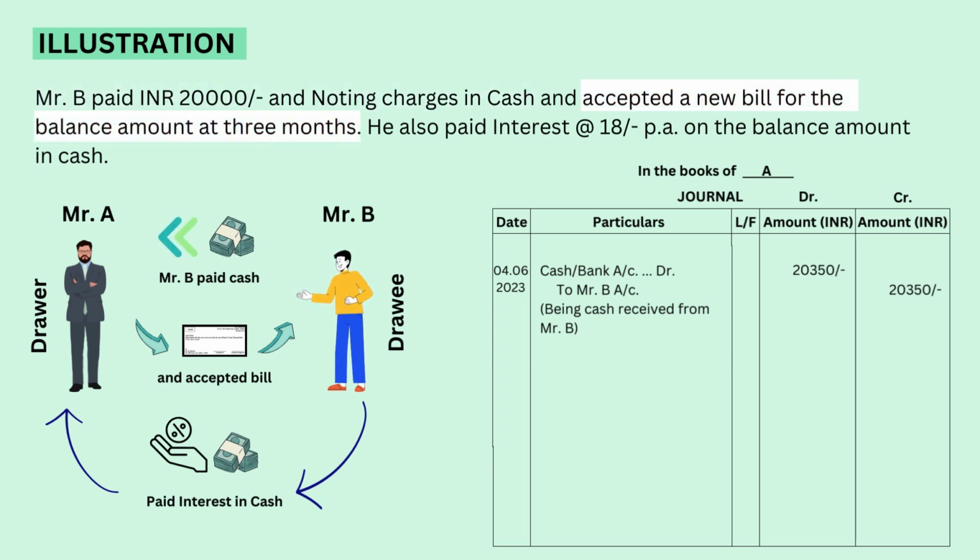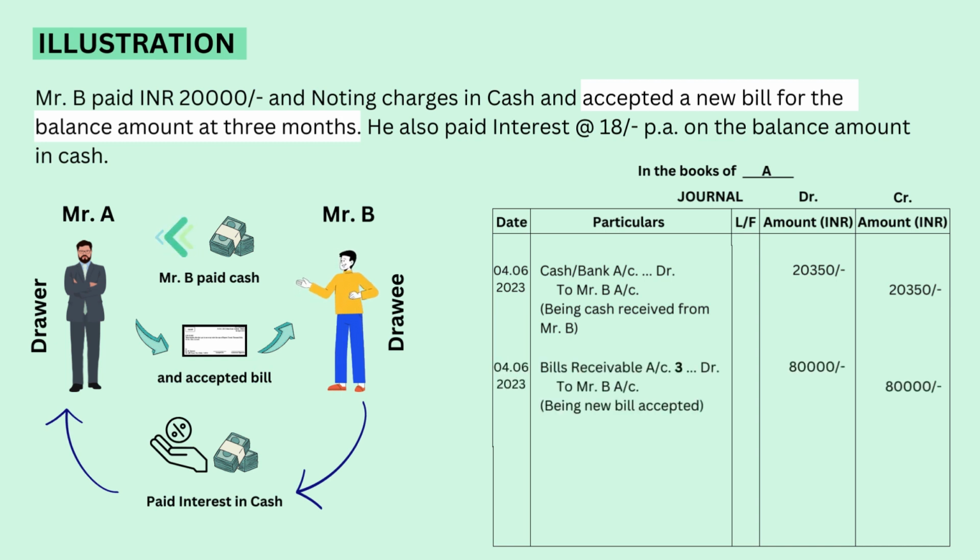Then Mr. B accepted a new bill for the balance amount at 3 months. What is the balance amount? The first bill was for rupees 60,000 and the second bill was for rupees 40,000. So altogether rupees 1 lakh. Out of this, he has paid in cash rupees 20,000. Thus balance amount is 80,000. The journal will be bills receivable account debit rupees 80,000 to Mr. B account rupees 80,000.